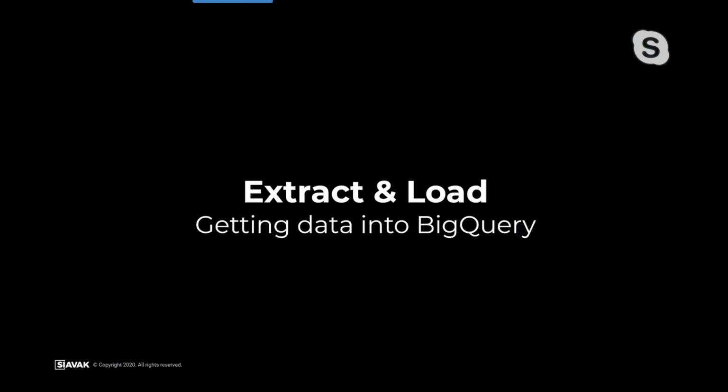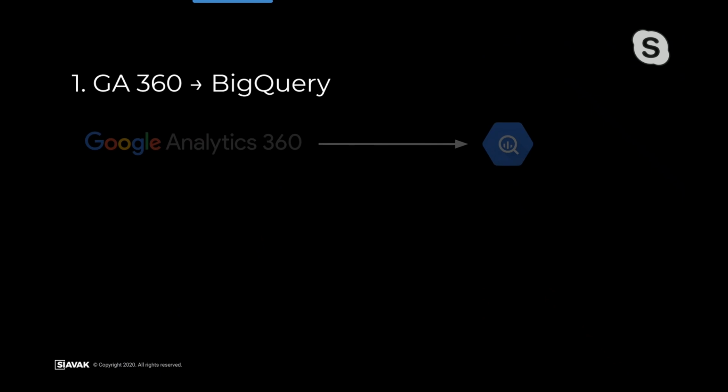Now, I talked about extracting data from the different tools, loading it into BigQuery, transforming it, and then visualizing it. And now I'm going to dive a bit deeper into each of these stages, okay? So for extract and load, getting data into BigQuery, there are different ways of doing that. I'm going to mostly talk about Google Analytics, but again, most of these are applicable to other tools as well.